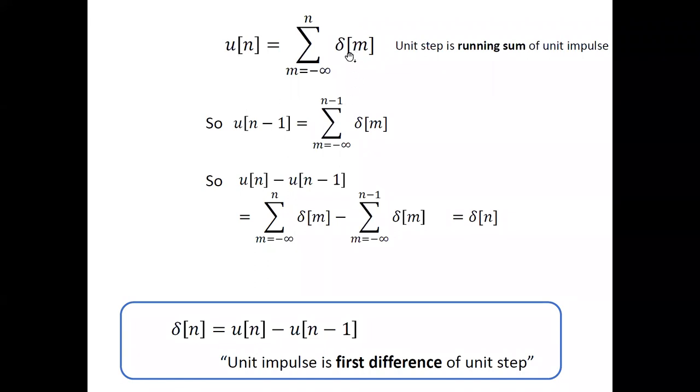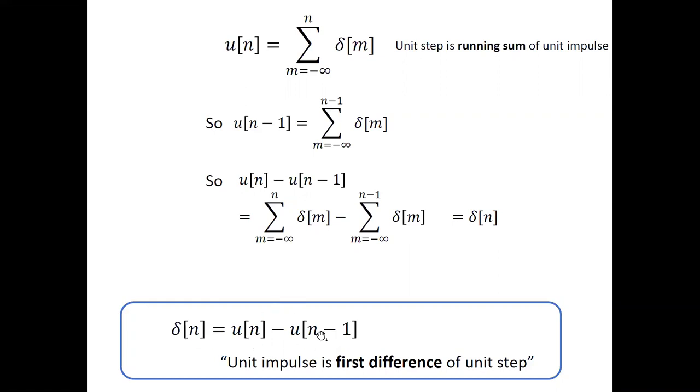And from this relationship, we can derive the other relationship. u[n] is this running sum, which we obtained on the last page. And for u[n-1], we just replace n with n-1, a simple substitution. If we take the difference of these two terms, u[n] minus u[n-1], it is the difference between these two infinite sums. The only difference between them is the last term, delta[n]. So we get this relationship: delta[n] equals u[n] minus u[n-1].